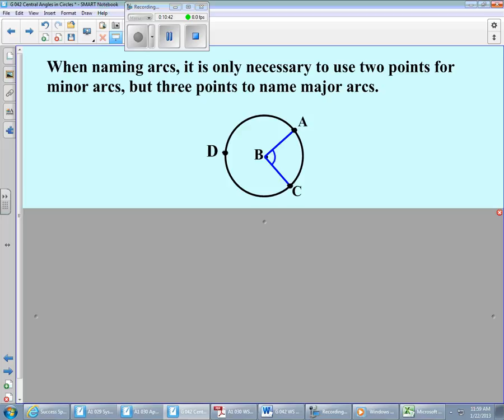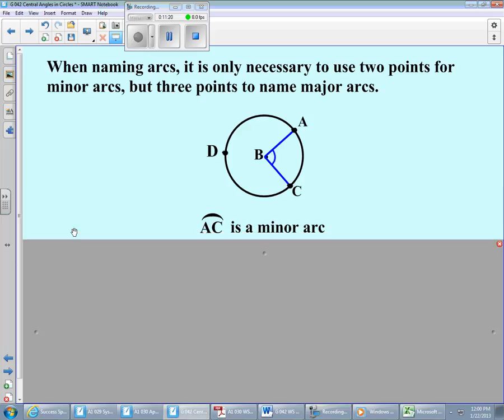I'm going to expand a little bit on that diagram from the previous pages. I'm going to add a new point into it, and I've just thrown a point D somewhere else out on the circumference of the circle. Now, hopefully when looking at this circle, even with the very little time you've had to soak up the definitions of minor arc and major arc, you can see a minor arc in this circle and also see a major arc in this circle.